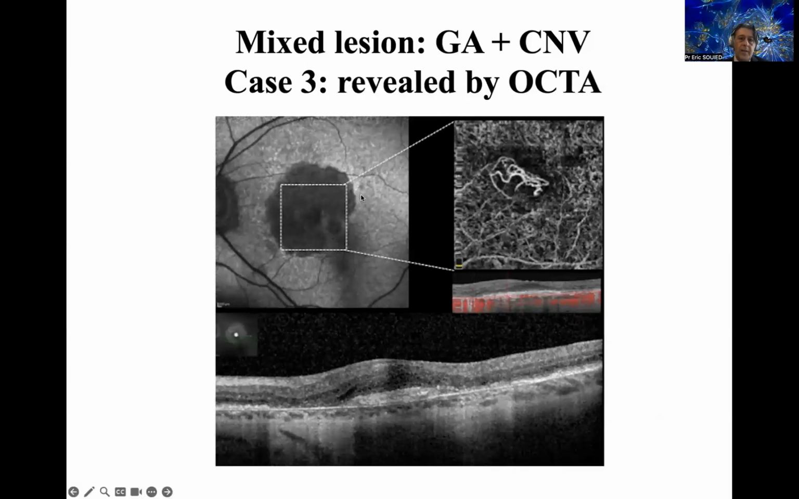More easily, the presence of CNV can be evidenced by OCTA, and OCTA should be performed at least at the first examination when we have any doubt on SD-OCT, to be sure if there is or not some CNV that can be quiescent without exudative features.